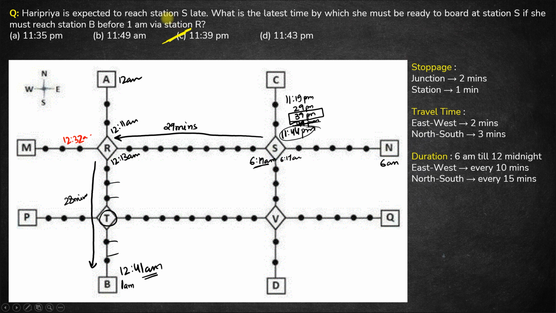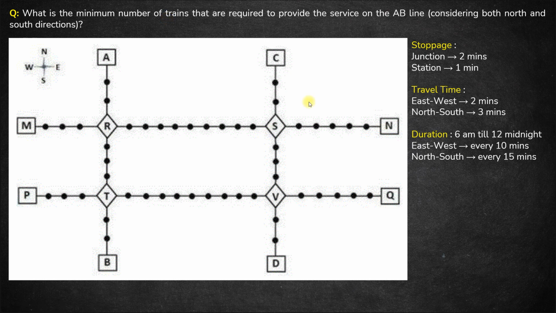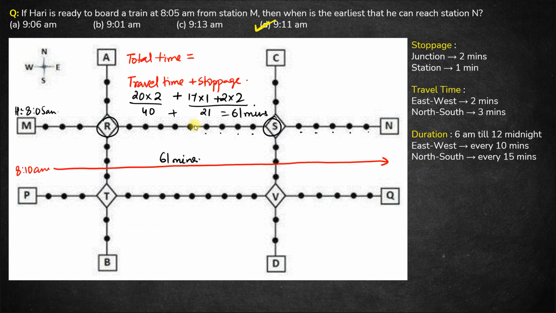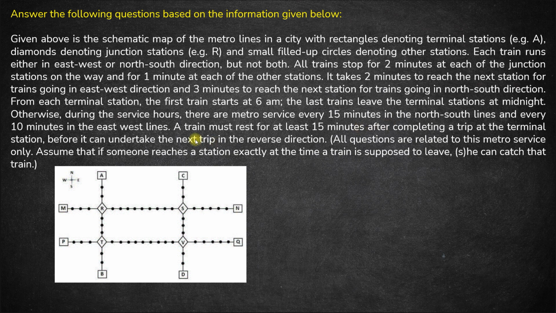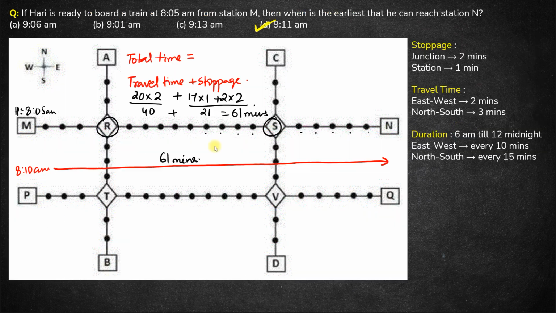Okay. Let's look at the next question. Here we have: what is the minimum number of trains that are required to provide the service on the AB line considering both north and south directions? So trains going from A to B should also be sufficient and going from B to A should also be sufficient. Now for this, if you look at the directions, there was an important point here. A train must rest for at least 15 minutes after completing a trip at the terminal station before it can undertake the next trip in the reverse direction.